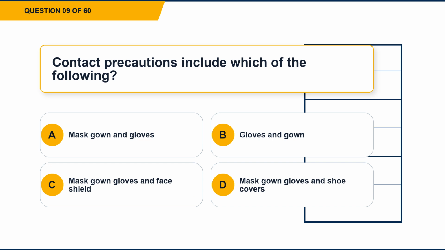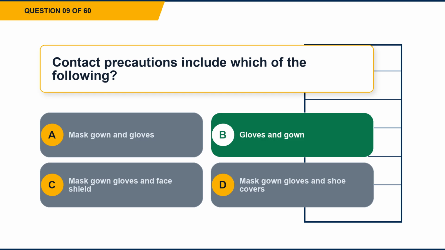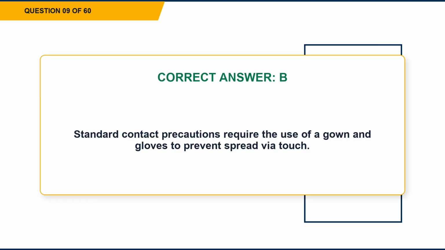Question 9. Contact precautions include which of the following? Option A, mask, gown and gloves. Option B, gloves and gown. Option C, mask, gown, gloves and face shield. Option D, mask, gown, gloves and shoe covers. The correct answer is option B, gloves and gown. Explanation. Standard contact precautions require the use of a gown and gloves to prevent spread via touch.